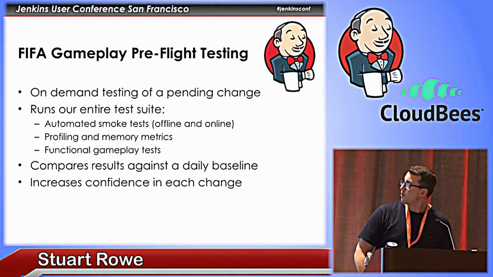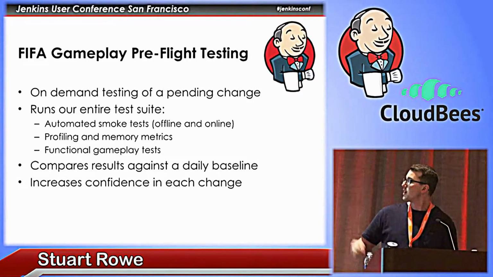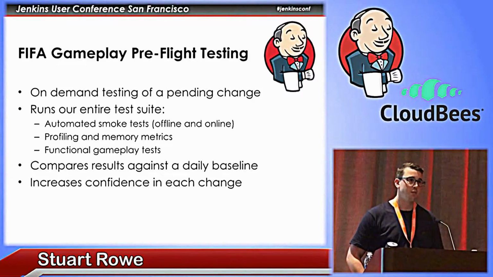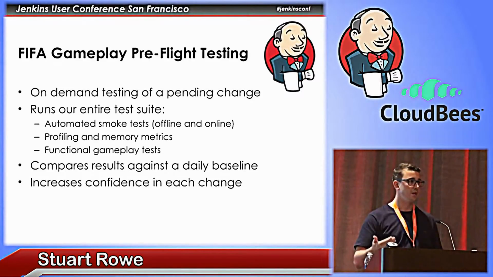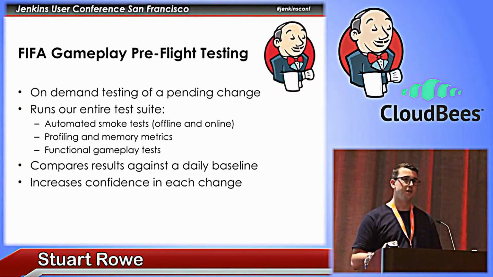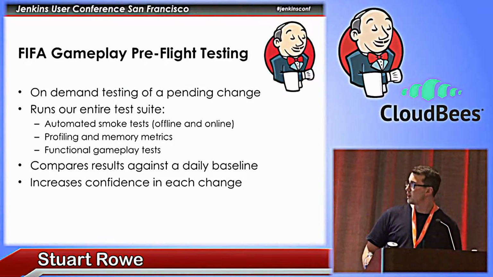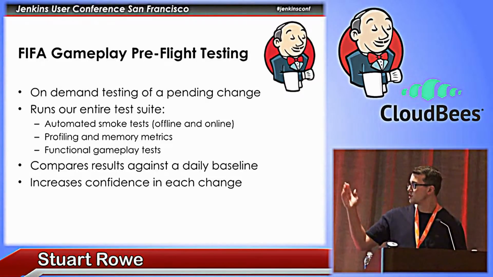A little bit of background on what FIFA uses our pre-flight test system for. It's used during our filing period of development when we want to verify bug fixes going into our game to make sure that those bug fixes aren't having any unexpected knock-ons on performance or stability. So we take a pending change, we're using Perforce, so these changes are packed into change list shelves. And we run that change against our entire test suite, which includes automated smoke tests, profiling memory collection tests.